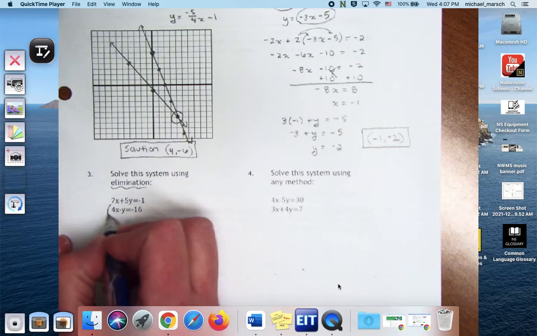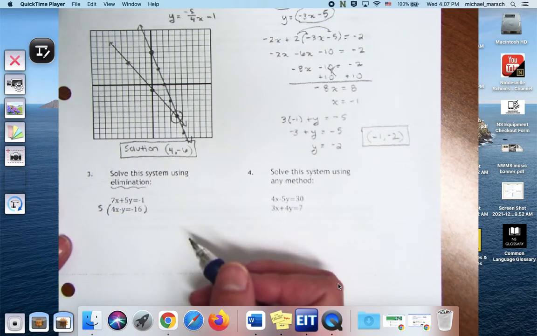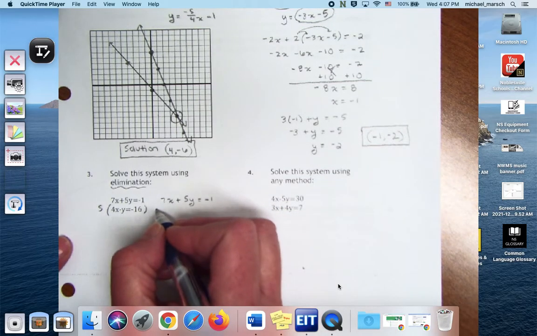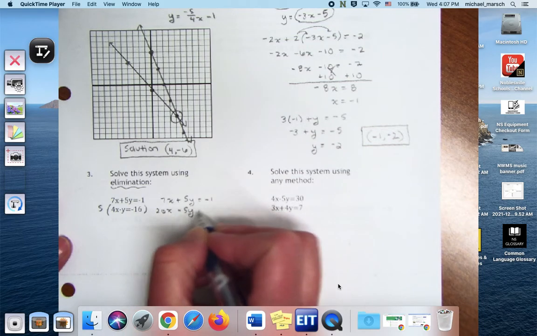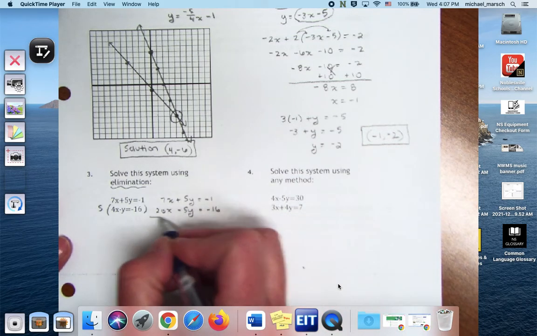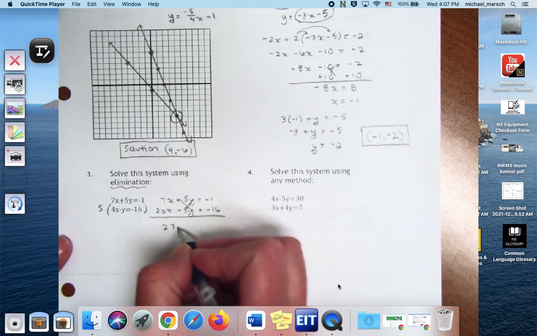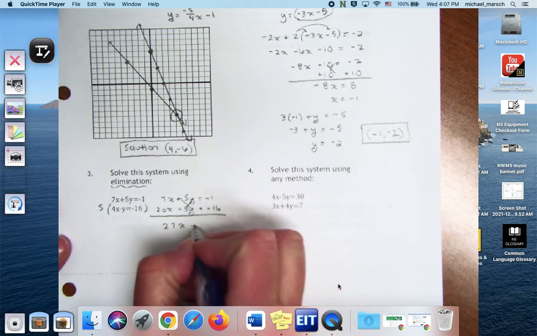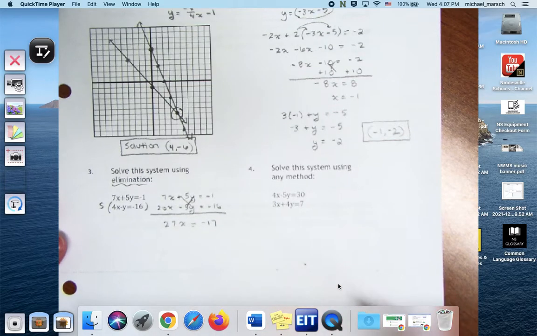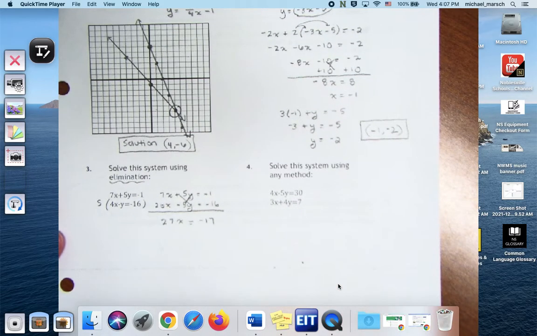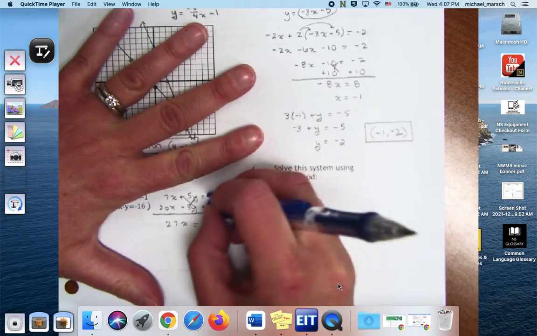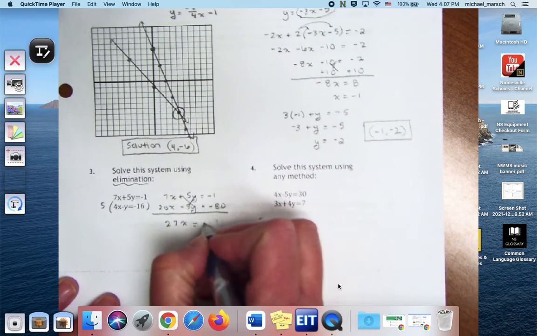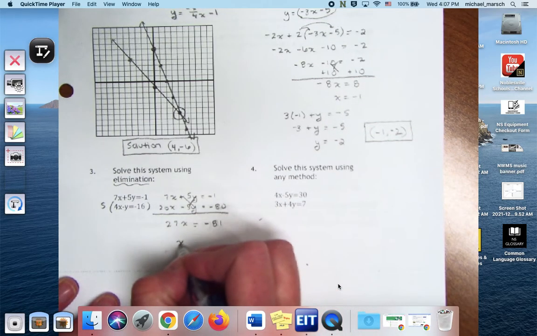So I'm going to multiply this bottom one by 5, so then I will get a negative 5y. So I'll have 7x plus 5y equals negative 1, and then I'll have 20x minus 5y equals negative 16. Oops. Yeah, 27x equals negative 17. That doesn't look right. Oh, I know you guys already saw this, and you're just waiting for me to figure it out. This is actually going to be negative 80. So this is negative 81, and then I get x equals negative 3.